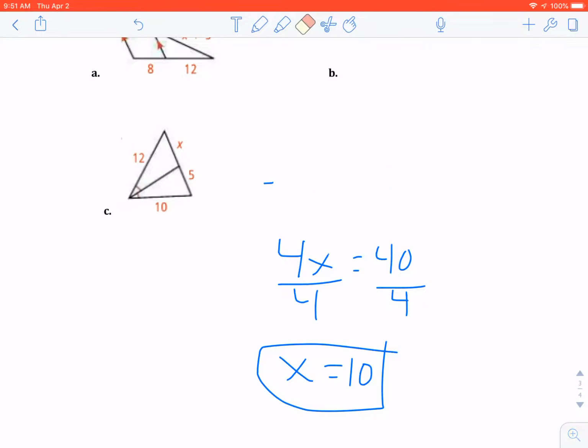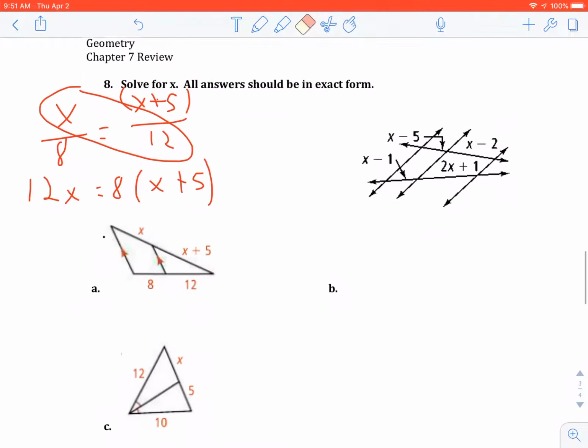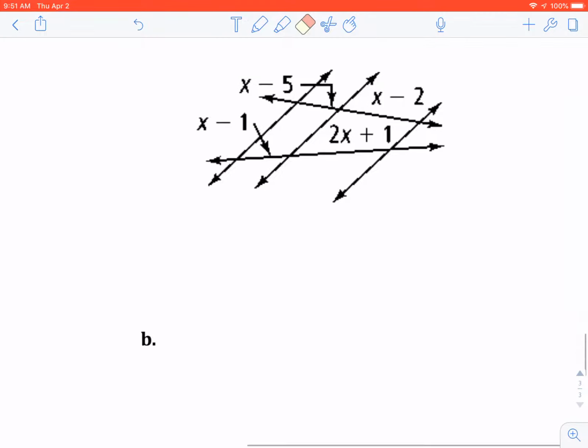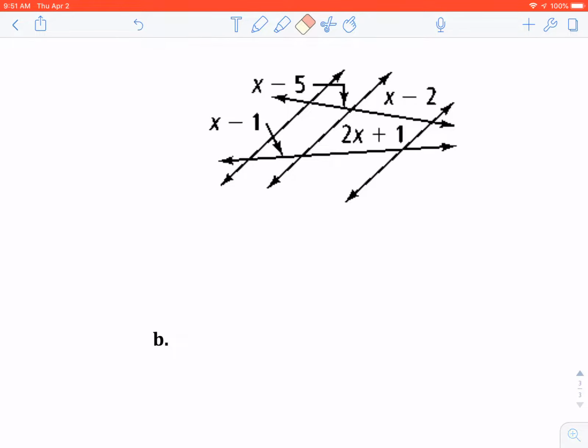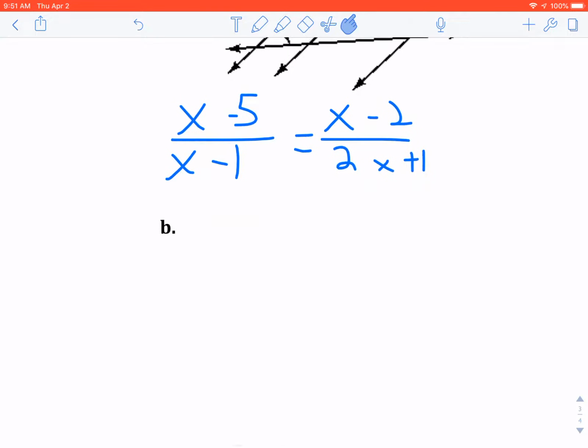All right, for B. B is a long one. You're going to have to do foiling twice, and you're also going to have to factor it. So let's just get after it here. We have x minus 5 compared to x minus 1. Again, multiple ways to do this. And that makes me now compare x minus 2 to 2x plus 1. So I hope that I have enough room to do all this.